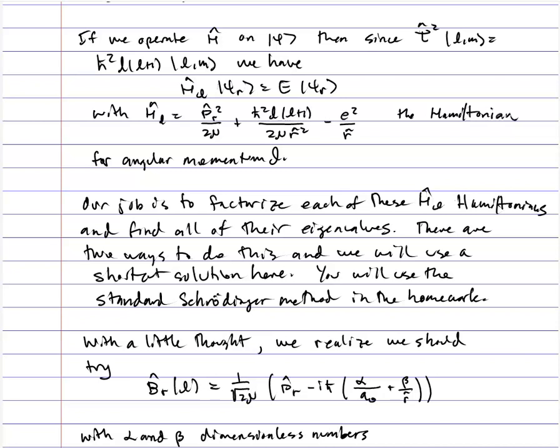The vertical way is the standard Schrodinger method. What I'm going to show you is a shortcut that actually gets you to the answer quicker by using the intertwining relationship. And you're going to see that in just a moment. All right, so we need to factorize that Hamiltonian.